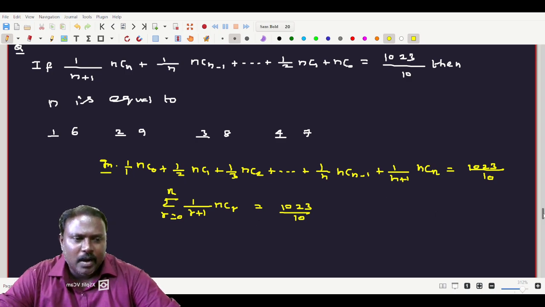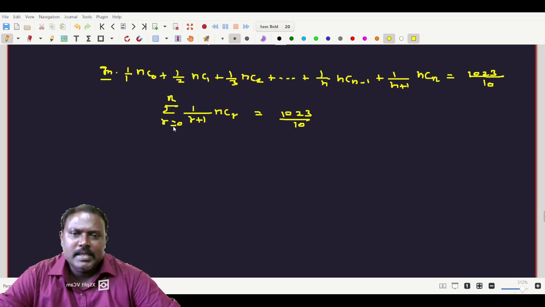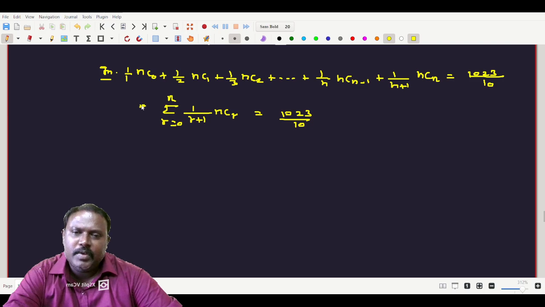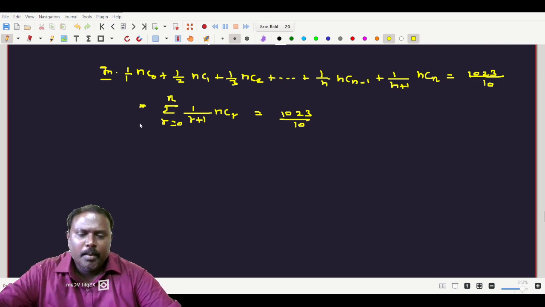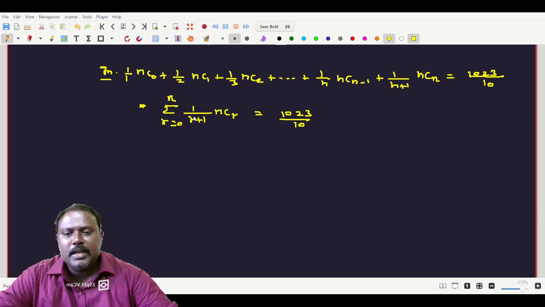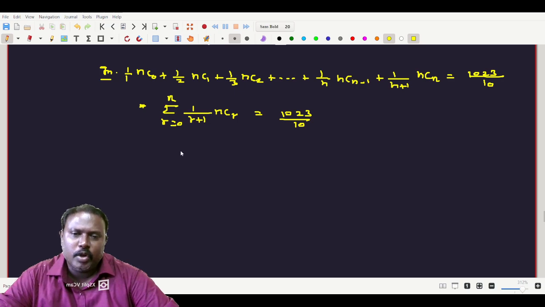Right, now how to find this sum? Summation R equals 0 to n, 1 divided by R plus 1 NCR. I need to compute this. Already we have studied this in permutation and combination, and in the binomial theorem. Let us see how to compute it. So I'll do it here.